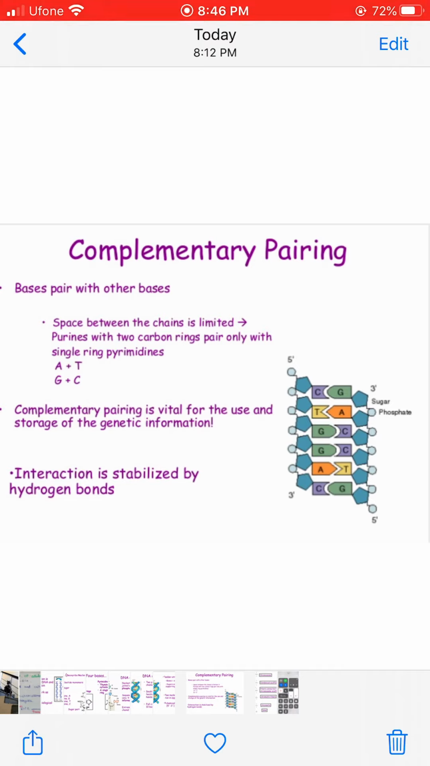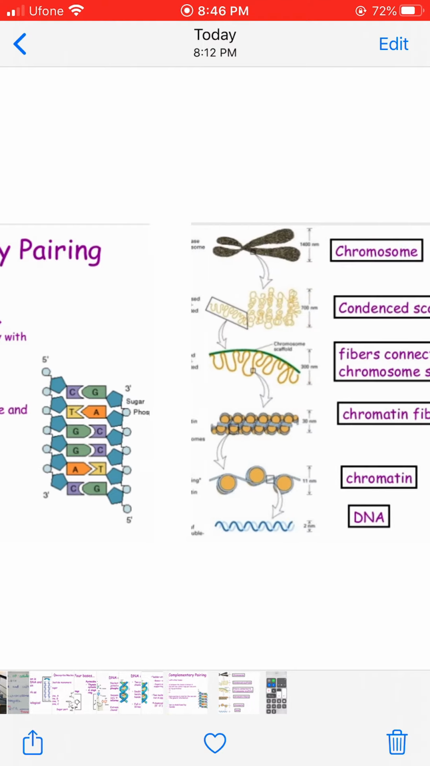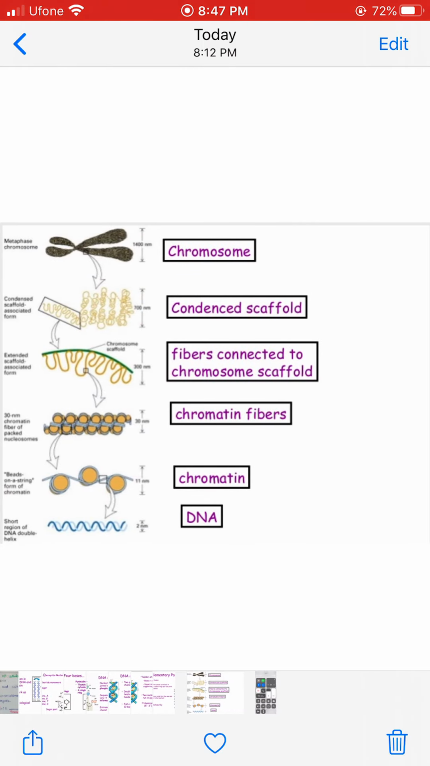And one old concept: the complementary pairing is stabilized by hydrogen bonding. This is the overall information by which the DNA is organized with the help of phosphates, sugars, and different types of purine and pyrimidine rings. And this is the final confirmation in which you can see the organization of DNA into chromosome.